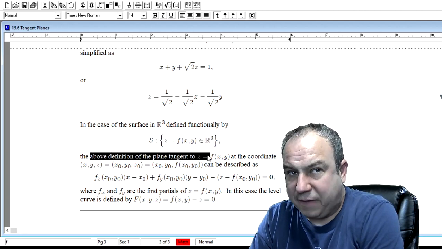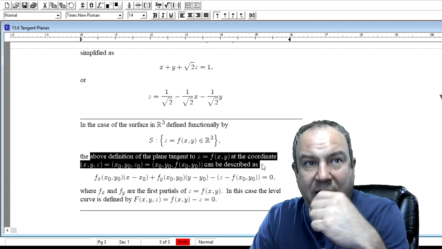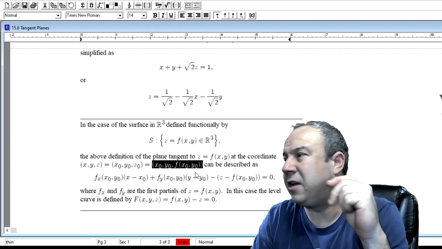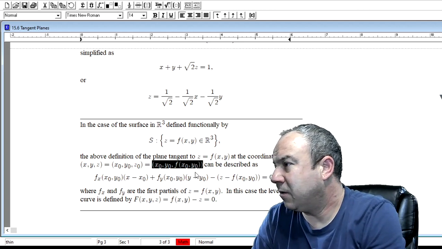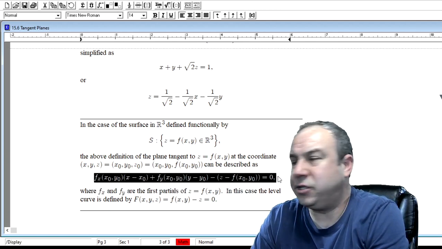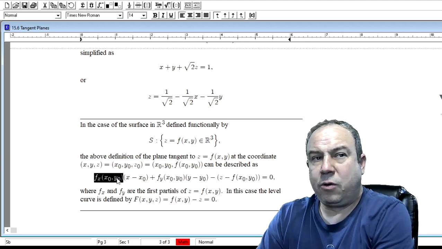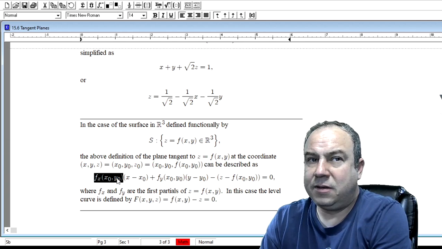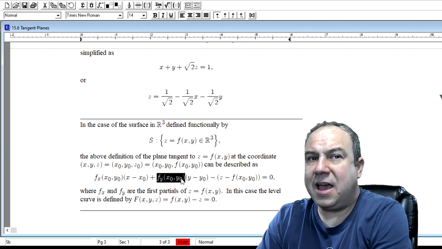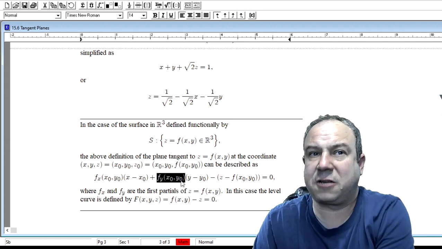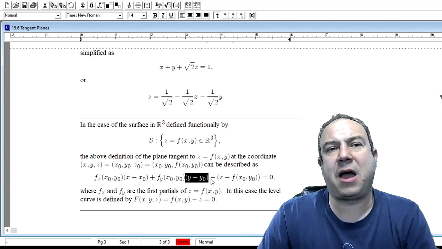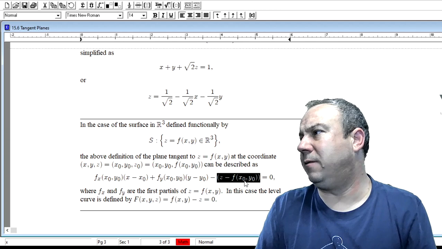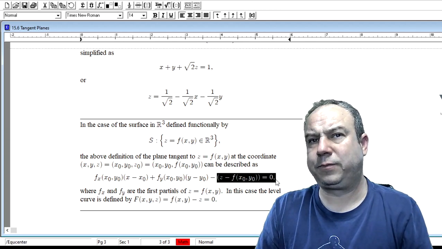The above definition of the plane tangent to z equal to f of x comma y at the coordinate x null y null z null, which would correspond to the coordinate x null y null f at x null y null, can then be described by this equation seen here, where little f's first partial with respect to x at x null y null times x minus x null, added to little f's first partial with respect to y at x null y null multiplied by y minus y null, minus the quantity z minus f at x null y null, all equal to 0.